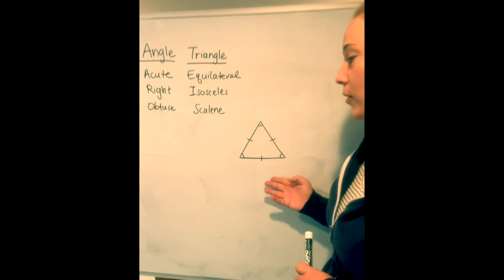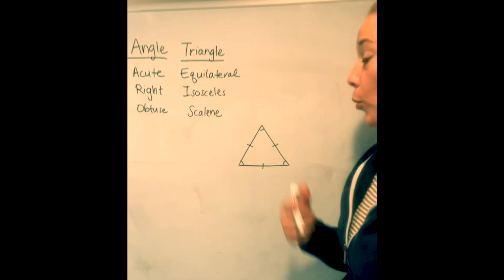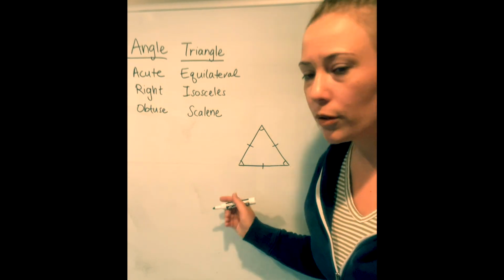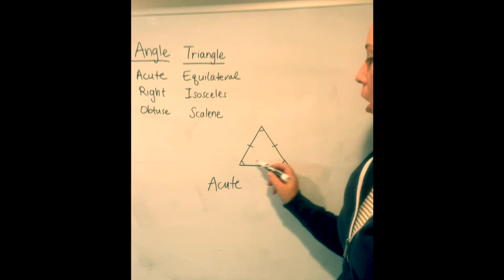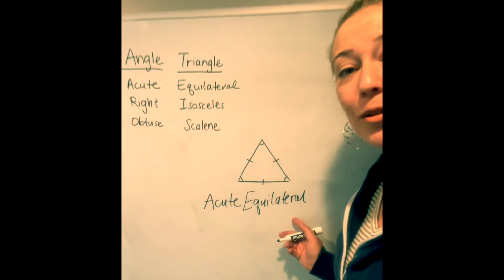Let's look at these angles. Acute, acute, acute. They're so cute. So we know this one is acute. Look at the sides. They're all equivalent to each other based on these tick marks. So this is an acute equilateral triangle.